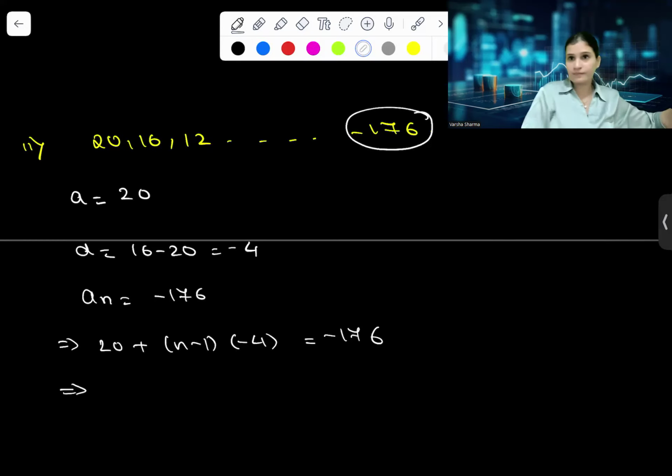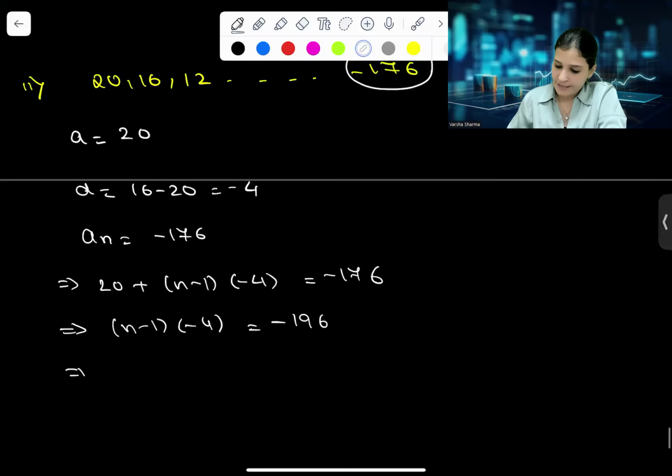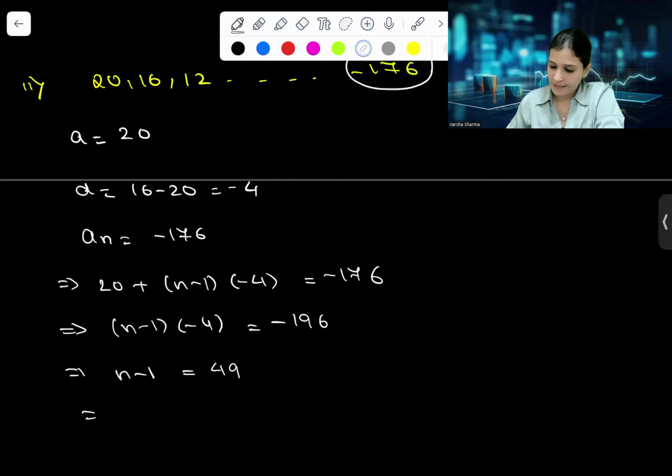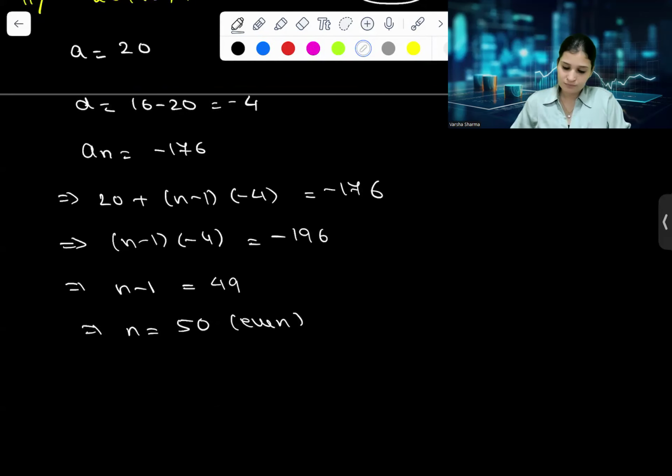So 20 goes to the other side. That makes it minus 196. Divided by minus 4 becomes 49, and n is 50. So there are 50, an even number of terms. So there will be two middle terms. What are those? A25 and A26. Very good.